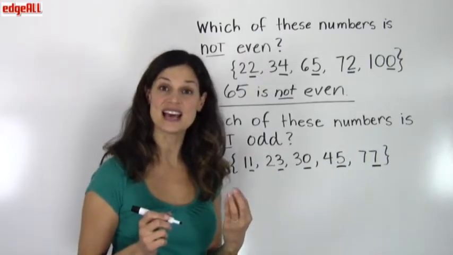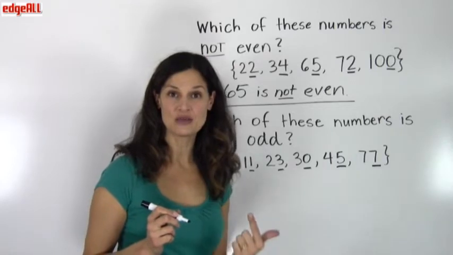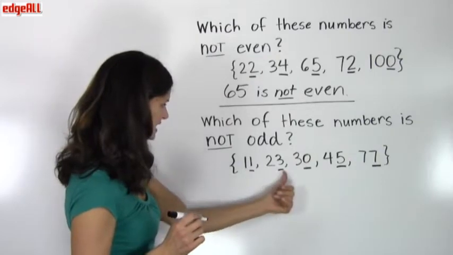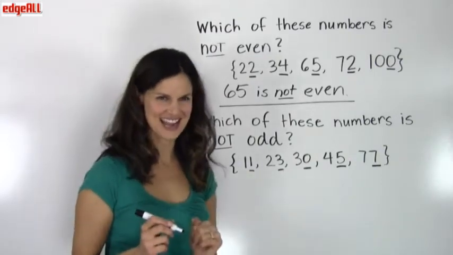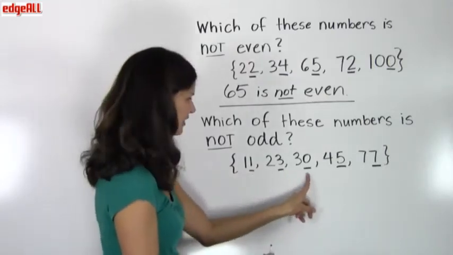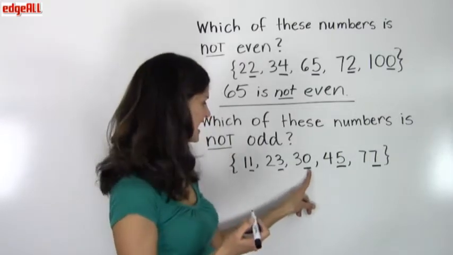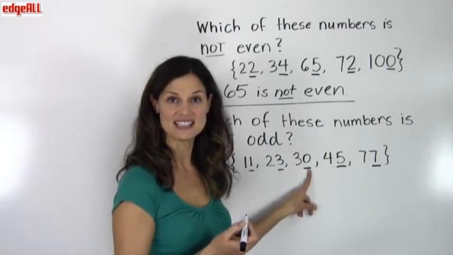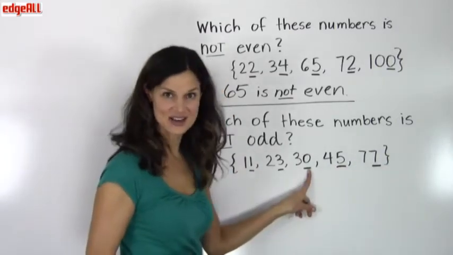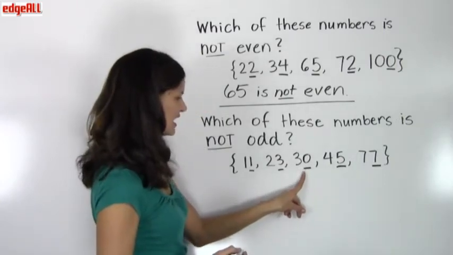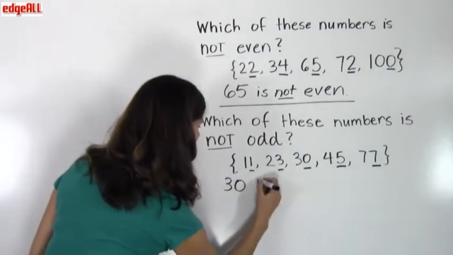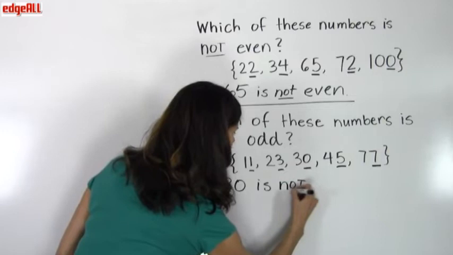And we ask ourselves, because odd numbers end in 1, 3, 5, 7, or 9, if these digits are 1, 3, 5, 7, or 9. So 11, yes. 23, yes. 30, no, it's not ending in a 1, 3, 5, 7, or 9. 45, yes. And 77, yes, those end in odd digits, but this 30 here is our one number that is not odd. So my answer would be 30 is not odd.